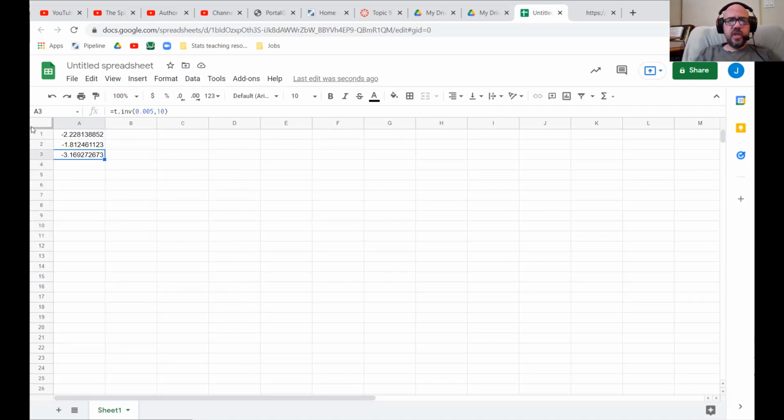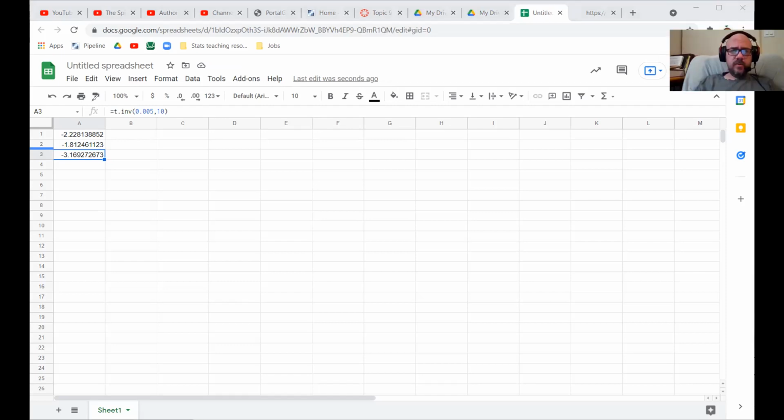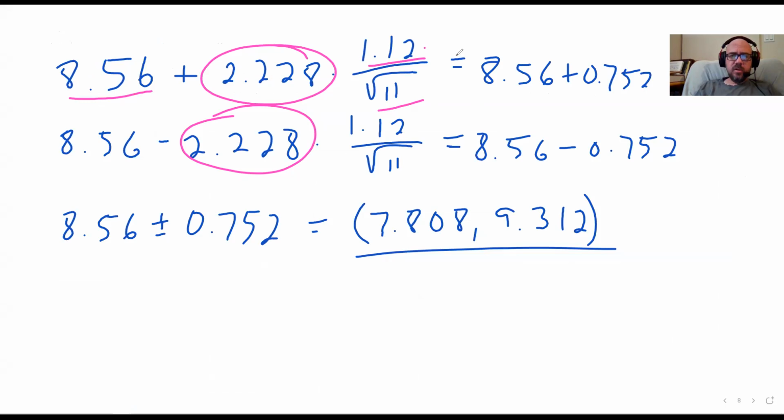So the only thing that changes from this formula here is how many standard errors, which is called the critical value, by the way. So this number is called the critical value. It's how many standard errors I need to go on either side. So yeah, let's go to the calculator and calculate that. I forgot what the numbers were though.